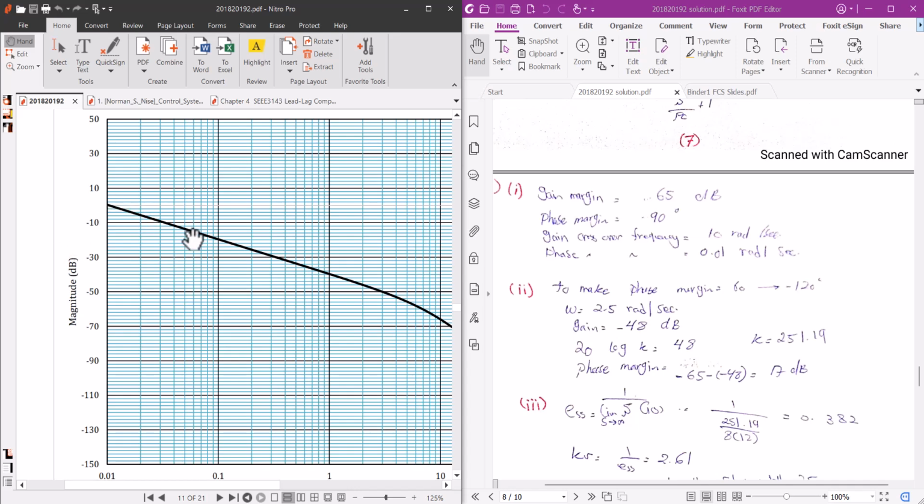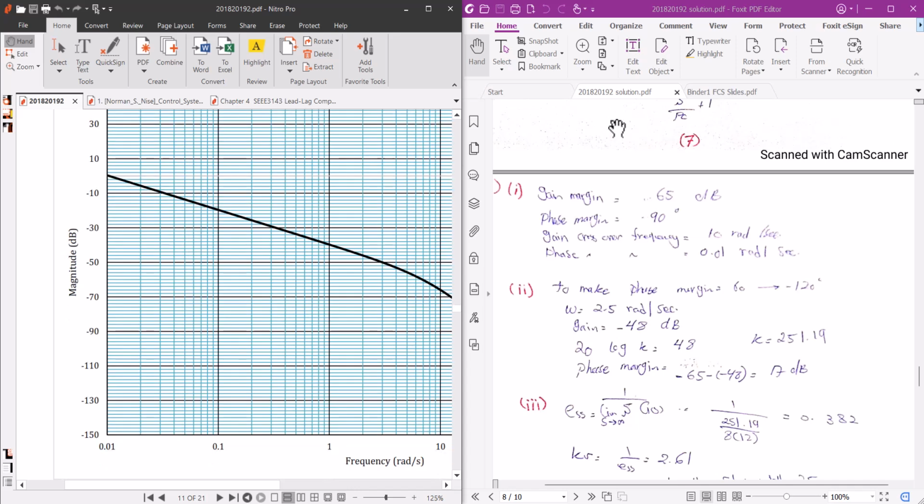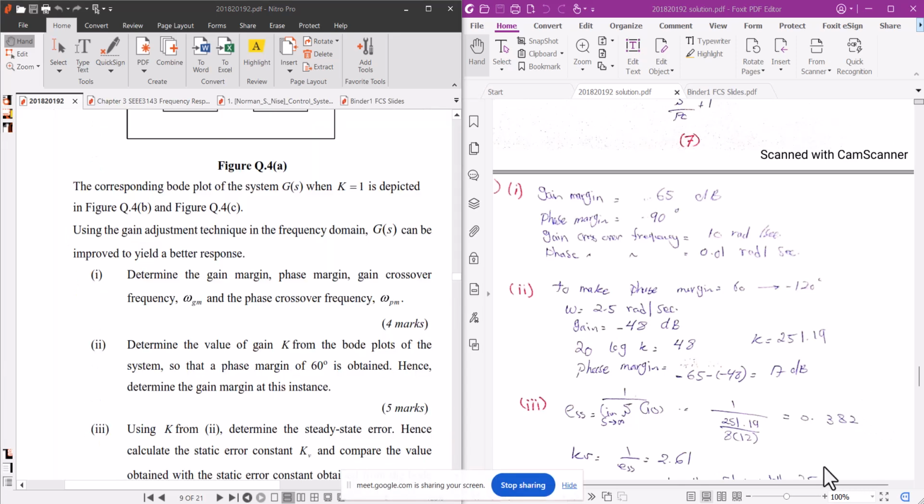We can calculate the gain margin and phase margin. Okay, the corresponding Bode plot. Using the gain adjustment technique in the frequency domain, GFS can be improved to yield a better response. Determine the gain margin, phase margin, gain crossover, and phase crossover.